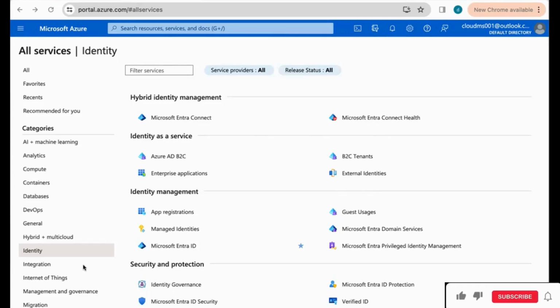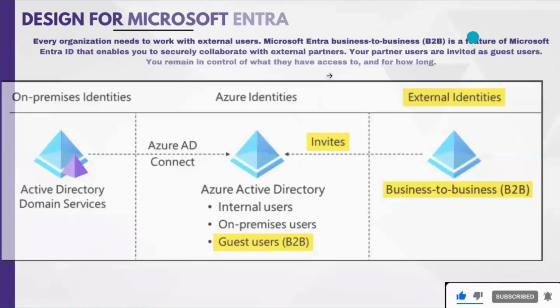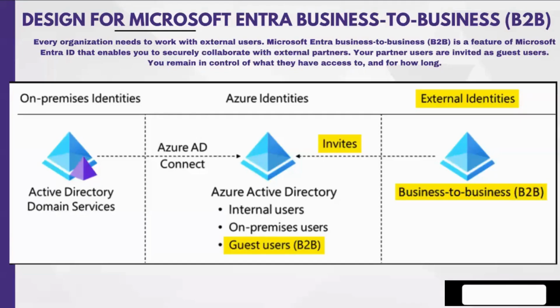So let's come to the next slide, design for Microsoft Entra ID. This is what I was talking about. And design for Microsoft Entra business to business, right? So that's what we have to design for Entra ID. You can see here on-premises identities, Active Directory Domain Services, Azure AD Connect, and you need to invite external identities as well, and Azure identities are the central things. So you manage your Azure Active Directory, your internal users, your on-premises users, and your guest users as well.